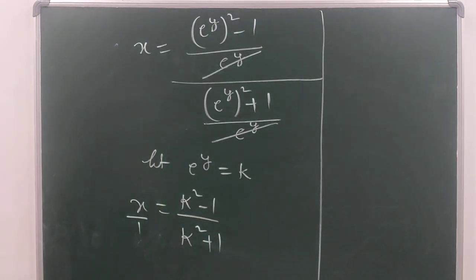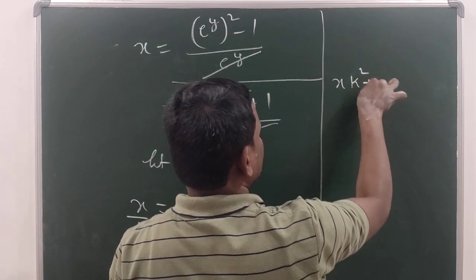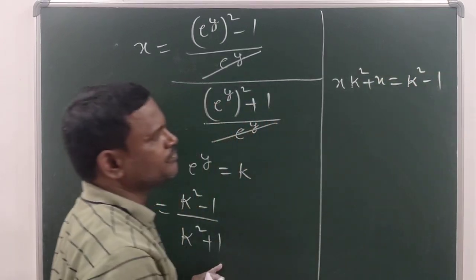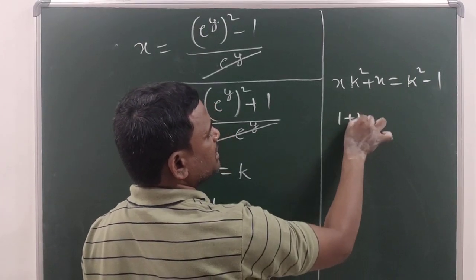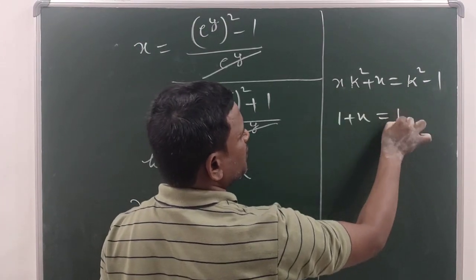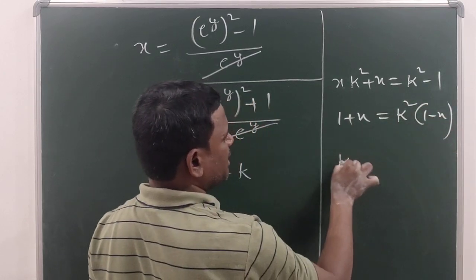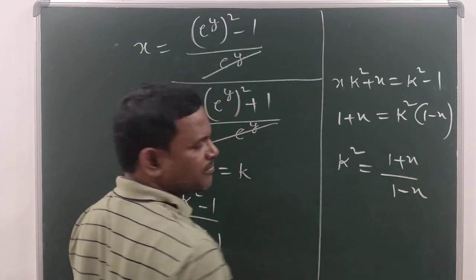Now take cross multiplication. If you take cross multiplication, what do you get? Students, tell me. x into k square plus x equals k square minus 1. Now bring this minus 1 to the left side, 1 plus x. Send the k square term to the right side so that k square is taken common, 1 minus x. Now k square is equal to (1 plus x) by (1 minus x).